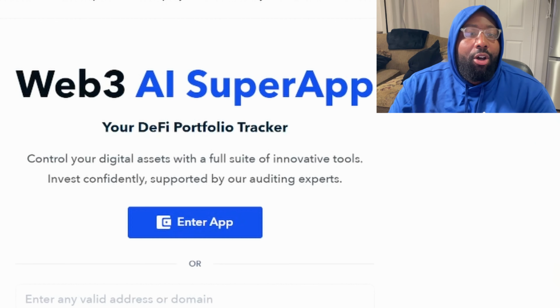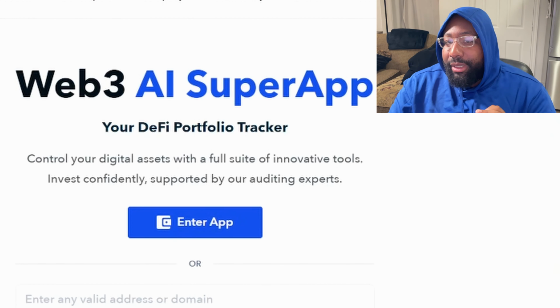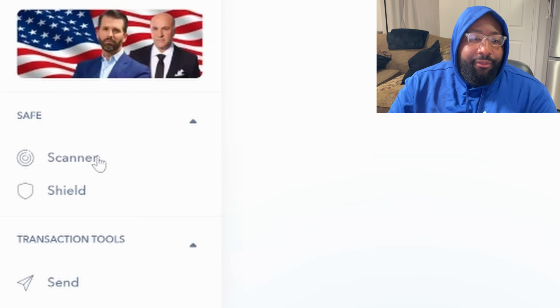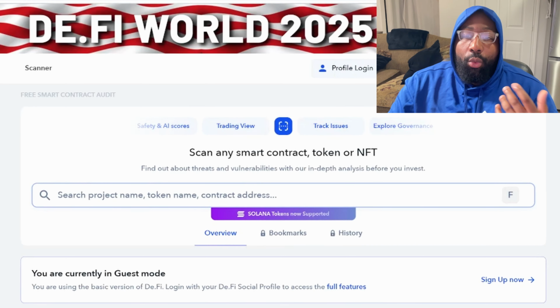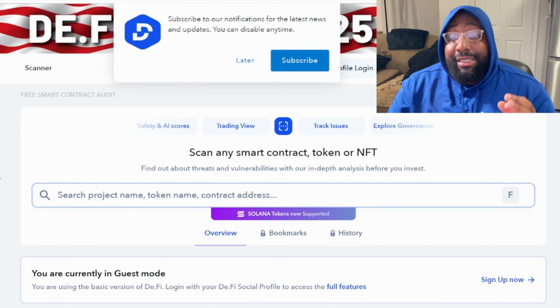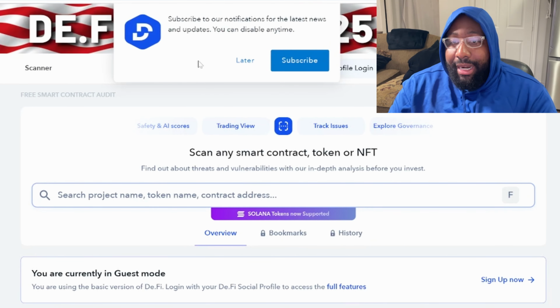Now, the next two things I want to talk about are absolutely game changing, and they will make or break your experience here in crypto. And I say that very seriously. This is an app called D.Fi. Now, the particular reason why I use D.Fi is for its scanner. Now, what the hell am I scanning? Well, I'm scanning the Morpho contract address, okay?